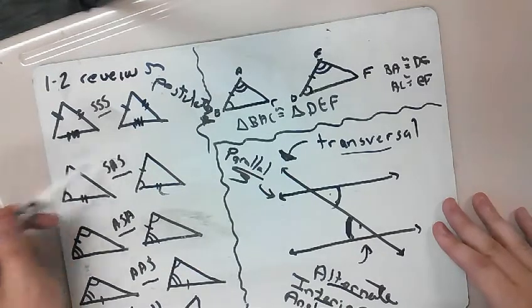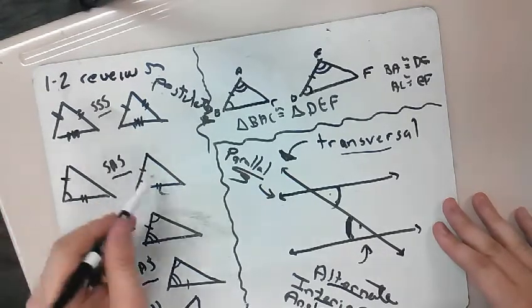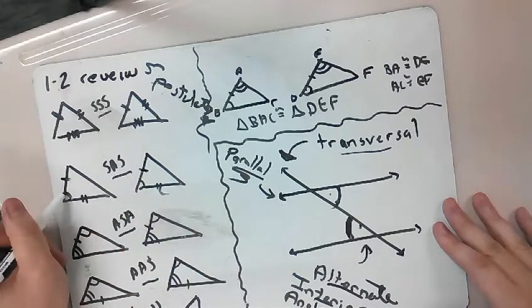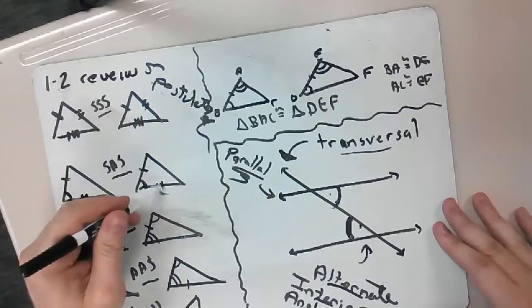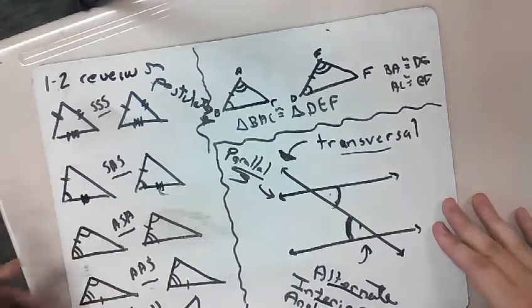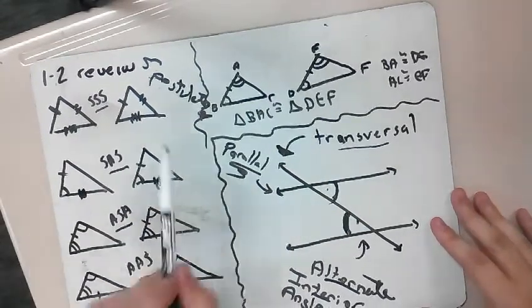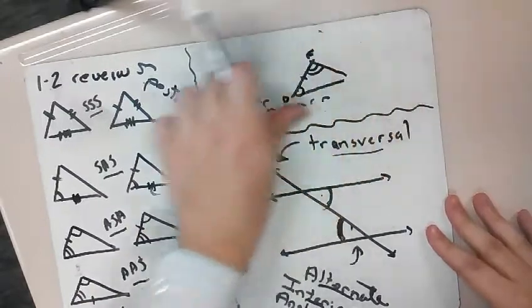Okay, here I have side, angle, side. So this side is congruent to here, this angle is congruent to this one, and then this side is congruent to that side. Okay? All right. Now, let's take a quick look at this part here.